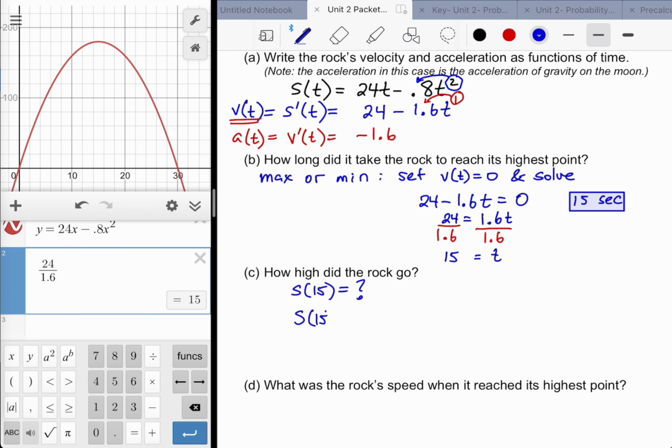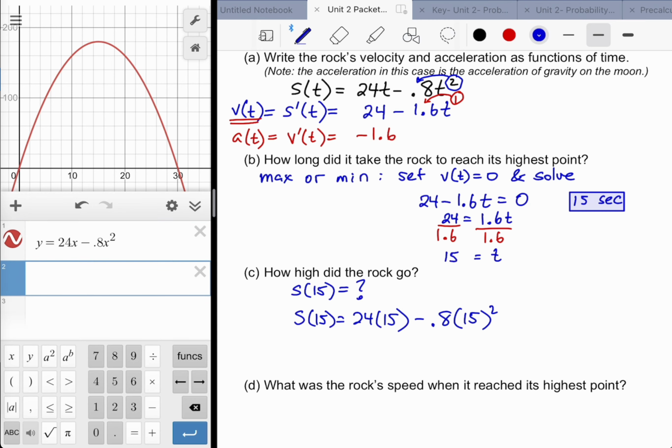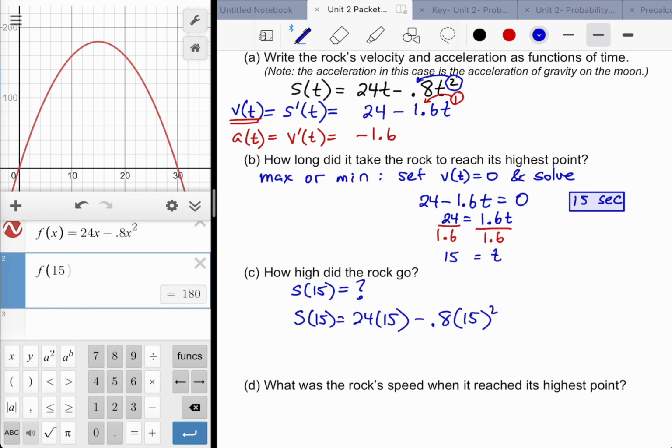S of 15 is going to be 24 times 15 minus 0.8 times 15 squared. We already know what the answer is going to be, so this is just showing the work. All right, so 24 times 15, you know. I could actually do it like this if I wanted to. F of x, and then pop in the f of 15. Get the 180 that way.